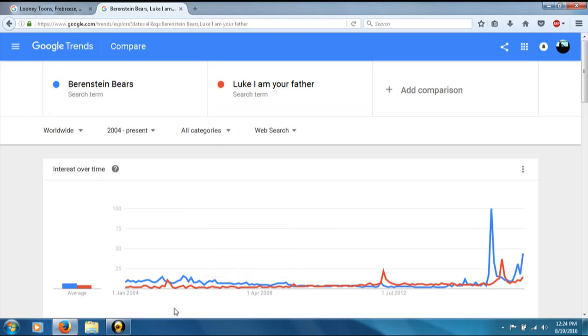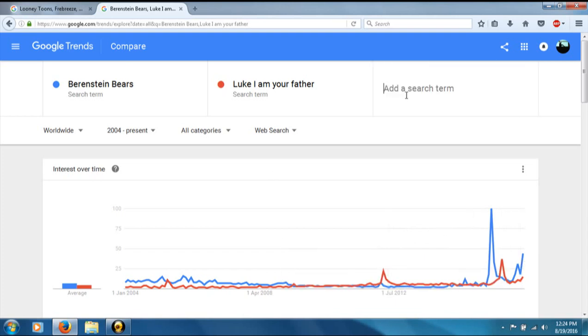I thought this was interesting because the spikes are pretty similar. We've got it here in May 2005, March 2005, December 2005, March 2012. Big one here for the Berenstain Bears in August 2015, and then the Luke one, December 2015, and then, of course, presently.